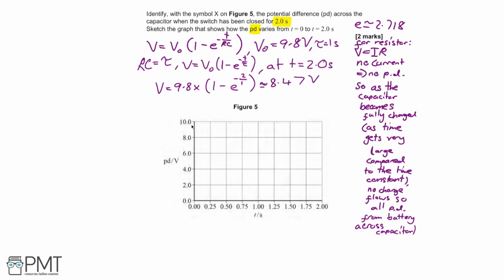Therefore, since the division between each voltage division on this graph is 2 volts, and this is nearly half a volt, we should be just less than a quarter of the way between 8.0 and 10.0 at time equal to 2 seconds. So we want to be labeling x just about there.